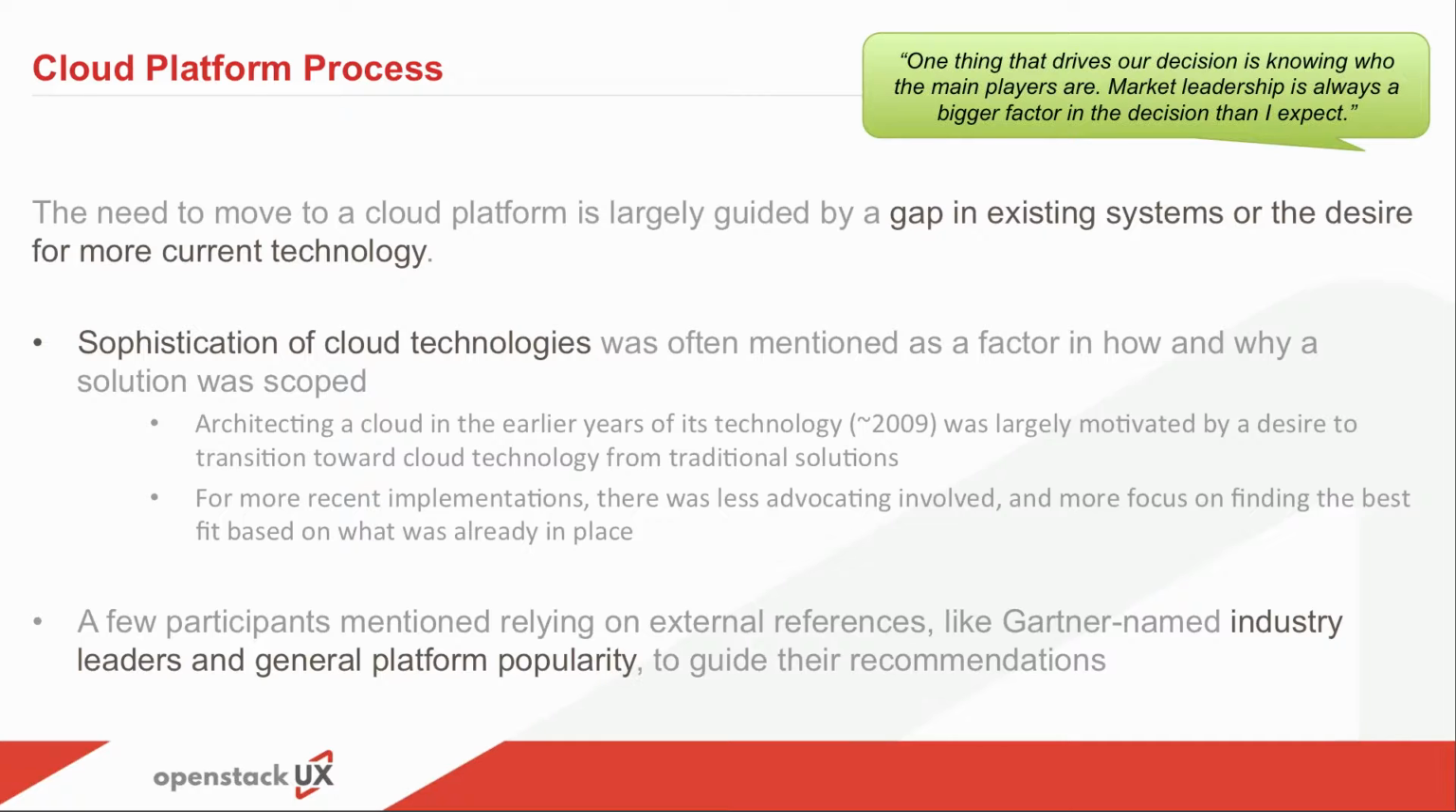So in that, the sophistication of the state of cloud technologies was often a factor in how solutions were scoped. So for example, when cloud was sort of in its infancy, people were motivated to move to the cloud because they wanted to leverage that technology and move away from more traditional solutions. And in more recent times, we had a few participants who had worked on cloud architecture within the past year. They mentioned that there was less advocating for the cloud, that people already wanted to use cloud technology, and the focus was finding the best solution for those particular needs.